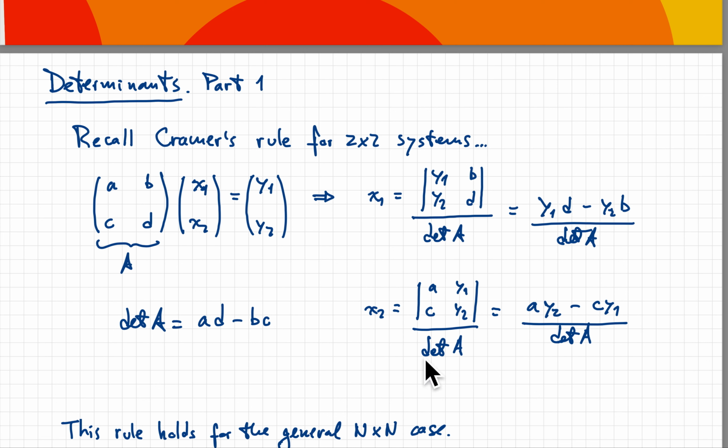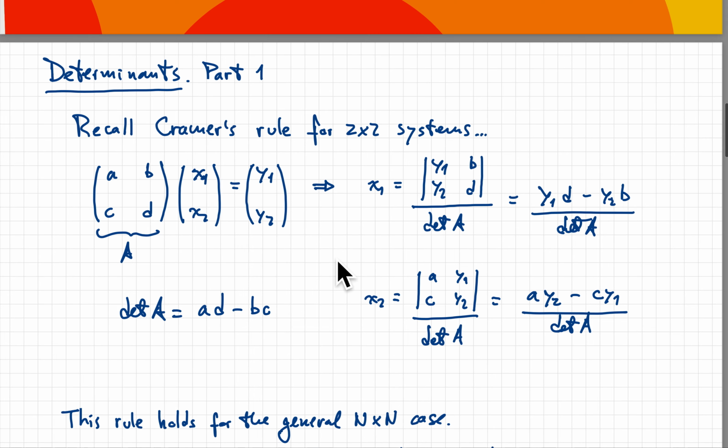What goes on the bottom is always the determinant of A, but on top, in this A, you have to replace the first column with y1, y2, your right-hand side. For x2 you also take the determinant of A, but you replace the second column by y1 and y2. And you go ahead and calculate that, and that gives you the answer.